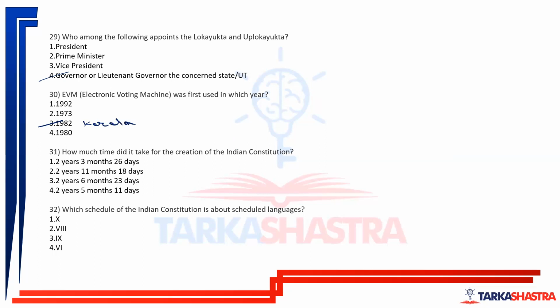How much time did it take for the creation of the Indian Constitution? It took 2 years, 11 months and 18 days. Dr. B.R. Ambedkar is considered the father of the Indian Constitution. Recently we celebrated his birth anniversary on 14th April. Which schedule is about scheduled languages? Schedule 8. There are 22 scheduled languages in India.